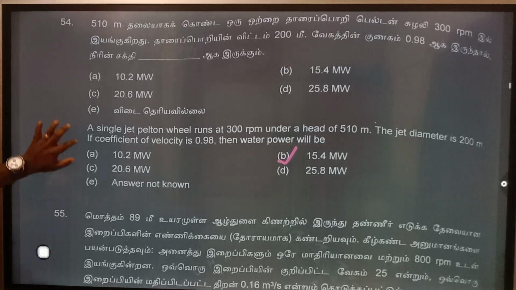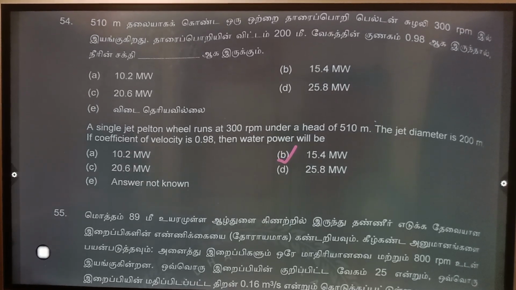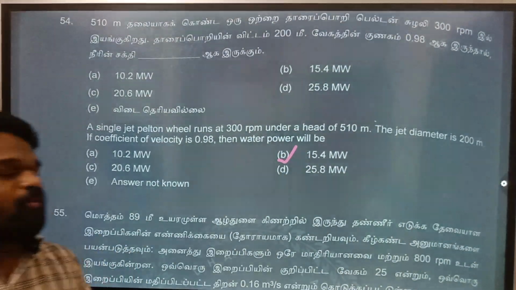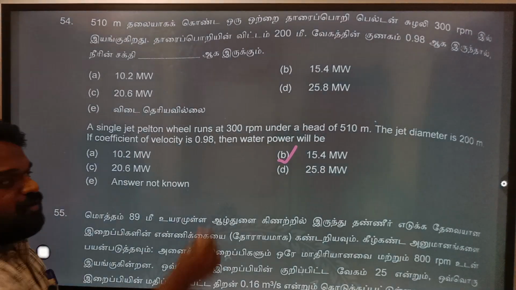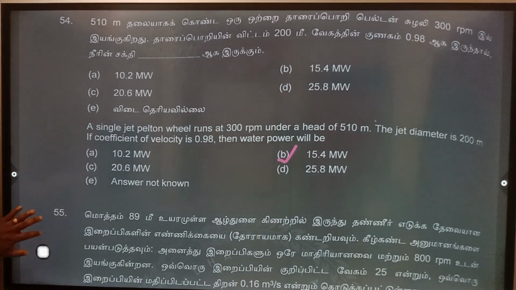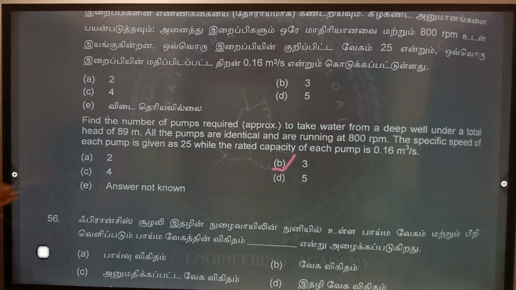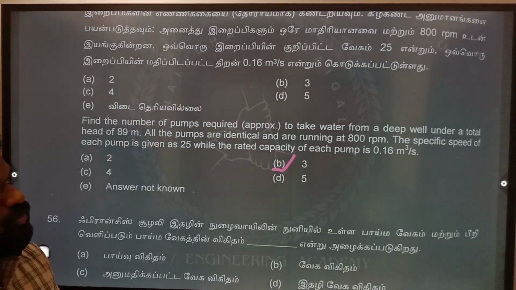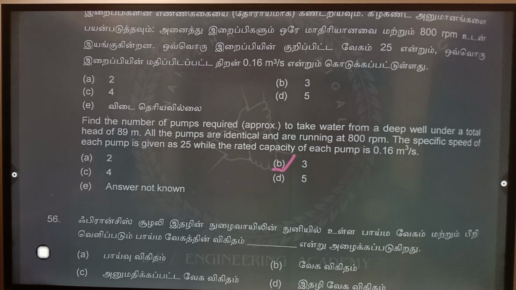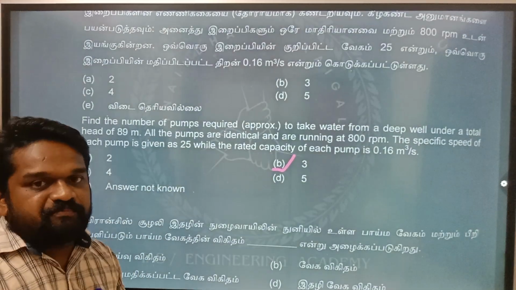The next 54, a single jet Pelton wheel power தான் கேட்டிருக்காங்க, 15.4 megawatt. After calculation you will get 15.4 megawatt. Then 55, find the number of pumps required to take water from a deep well under a total head of 89. 3 the answer. 3. Okay.